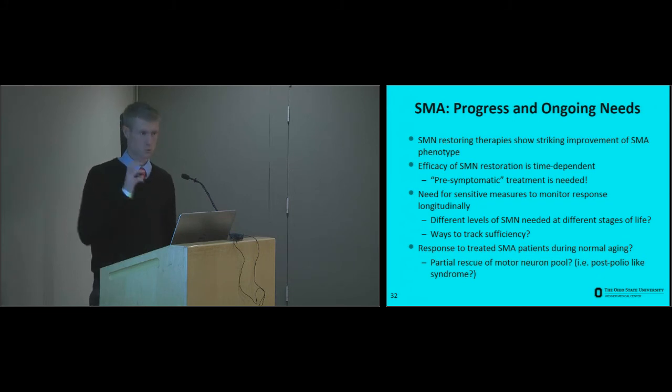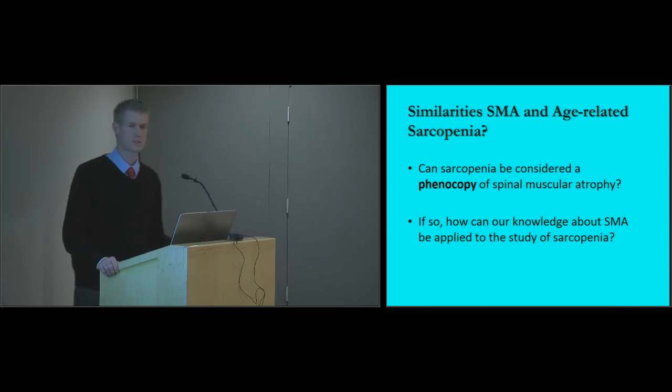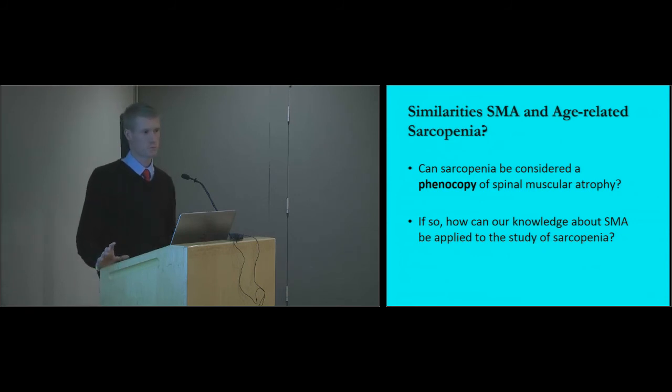In young development, it's really high, and then it goes down. It seems to be important for neuromuscular junction maintenance and repair, but is there a way to track how much a patient needs? That's really challenging, so people are working on that. And then, as I mentioned, could we have an accelerated aging phenotype in the girl that was partially treated but not completely normalized?